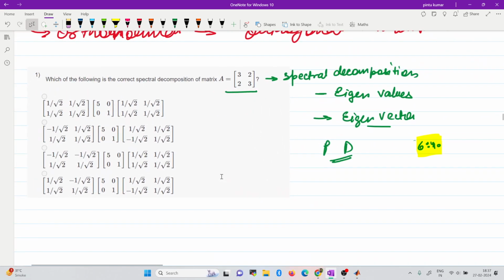I'm expecting eigenvalues for this particular matrix. 5 by 2 and 1 by 2. So the eigenvalues you are getting are 5 by 2 and 1 by 2. I'll wait for others also to verify. Somebody says 1 and 5. So we have got two different sets of answers. Let's see what others get.